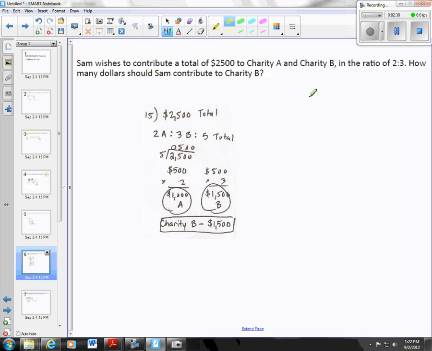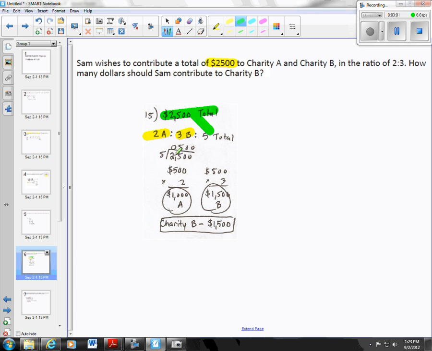All right, now this one, we have a total of $2,500 being contributed to charity A and B. Now, the ratio is 2 to 3, so that means we have 2 for A, 3 to B. And what we have here is the total. So we have to somehow take these two ratios and make a total. If we have 2A, 3B, that means we have 5 total pieces. So the trick is to figure out if 2,500 corresponds to 5, what would one piece be?